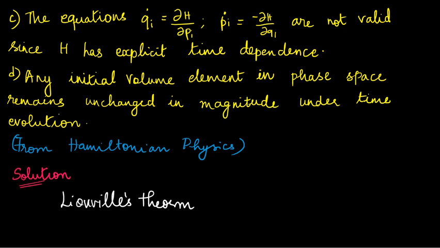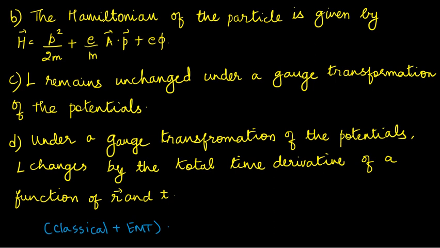So it says the exact thing which is said in option D. That is, there is no change in the magnitude even in the time evolution. That is, even if there is a change in the quantity, there is no change in the magnitude of the volume present in the phase space. So our option D is correct. So let us see our next question.